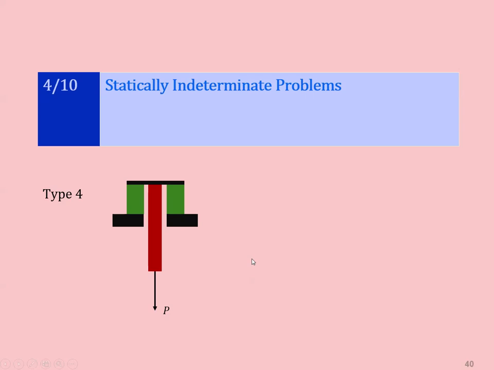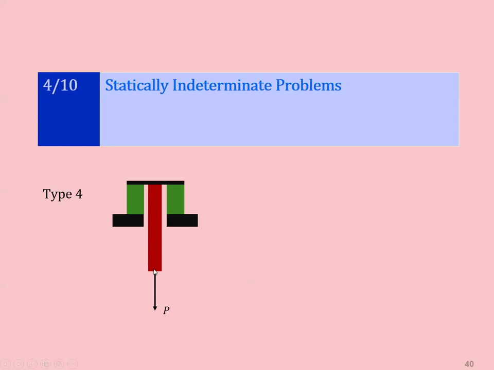Here, let's take a look at the final type of the indeterminate problems I can summarize from the textbooks. The feature of this type is this. Here, the black area indicates a solid, which means it doesn't deform. So the loading is applied to one material, red, which is deformed, and this red will transmit the force to the solid, and in turn to press the green one that is deformed.